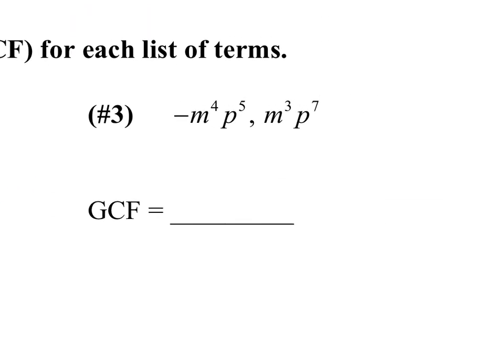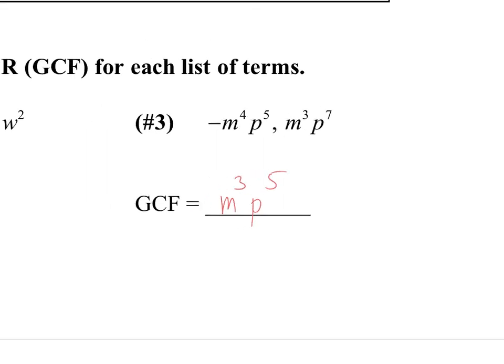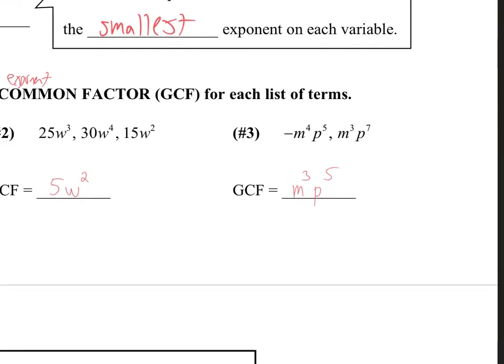All right, we have negative m to the fourth, p to the fifth, and m to the third, p to the seventh. What's the smallest exponent, m to the fourth or m to the third? M to the third is our smallest exponent. Which p is smaller, p to the fifth or p to the seventh? P to the fifth is going to be our GCF.